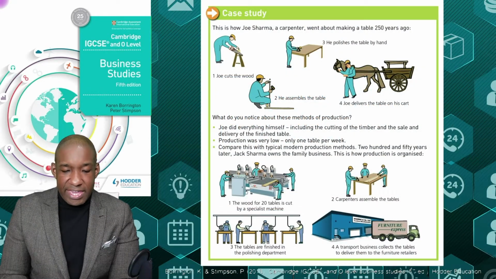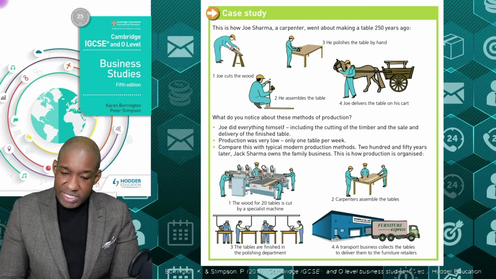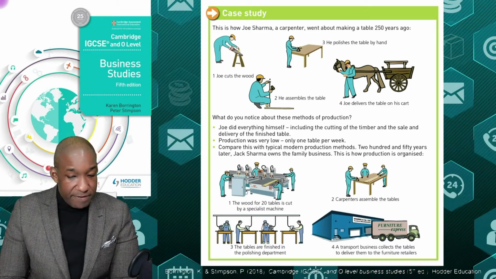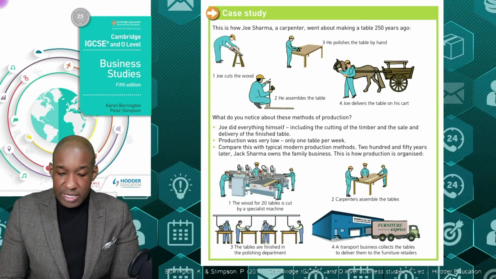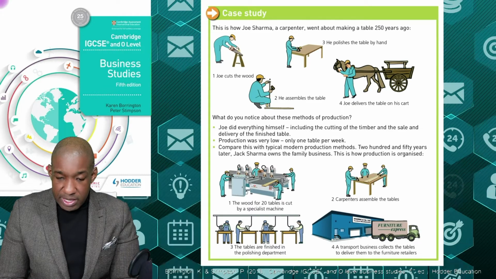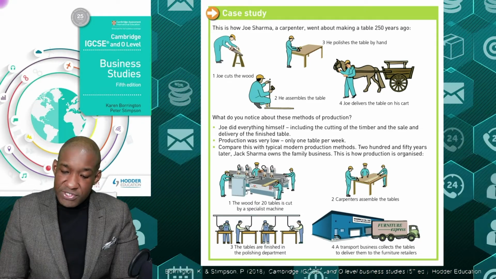So here we have a case study. This is how Joe Sharma, a carpenter, went about making a table 250 years ago. Joe cuts the wood. He assembles the table. He polishes the table by hand. And then Joe delivers the table on his cart.